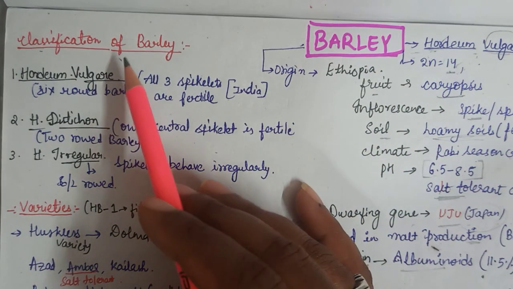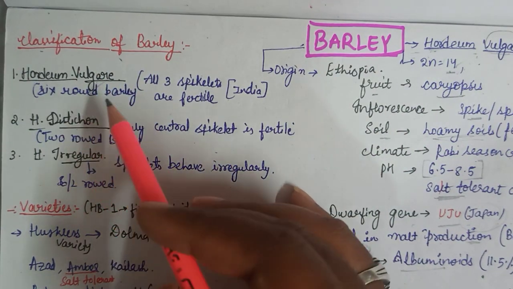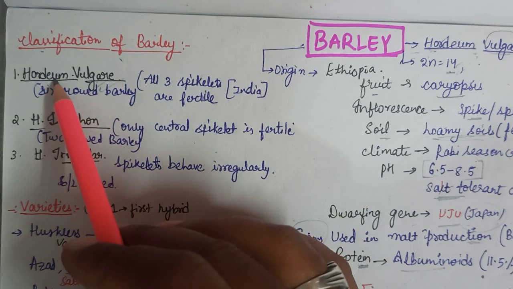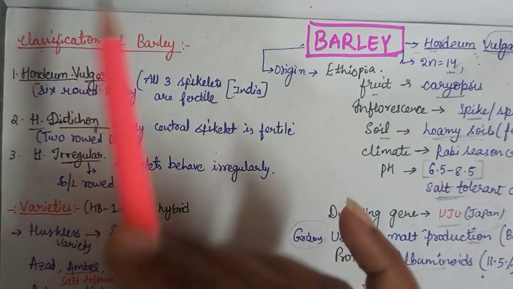So there are three types of barley that we cultivate. First, Hordeum vulgare, distichon, and irregular.